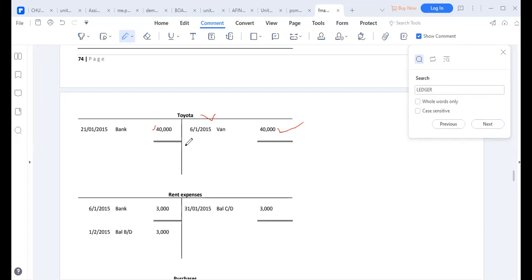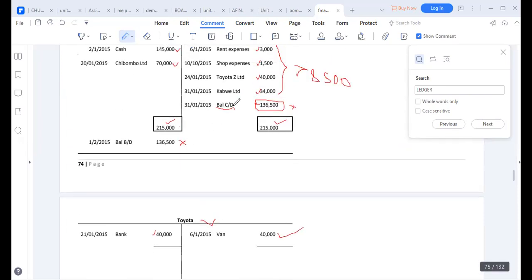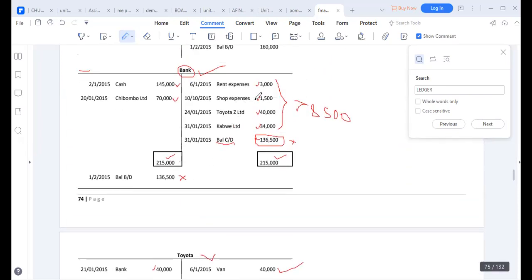So there is a slight difference from the one on top, okay? The one on top where we had several entries. Where you have got several entries, you add both sides. The bigger one is what you enter in both total columns. Then you subtract the smaller one from the bigger. The difference is what you call balance carried down, and you bring it down here again.